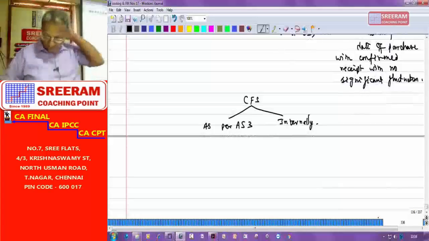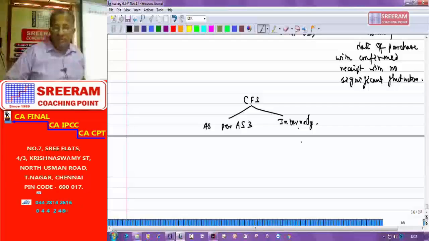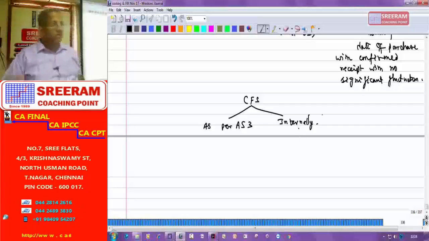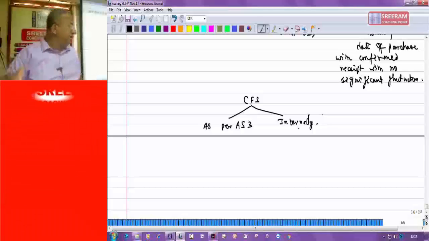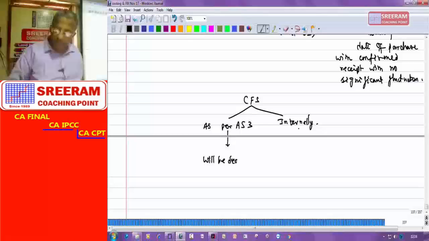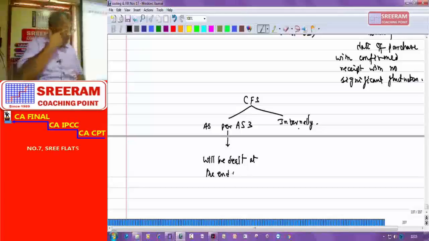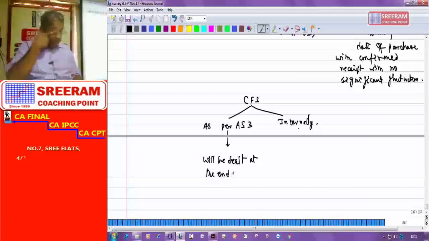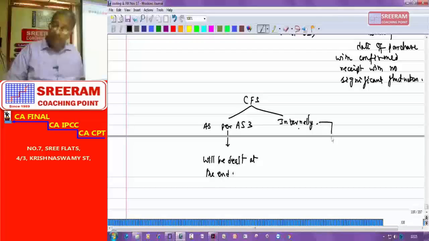So this internal cash flow statement that we use will be closer to a fund flow statement. AS3 we will do it later. It will be dealt with at the end. Now, for the internally developed cash flow statement, we prepare three statements.